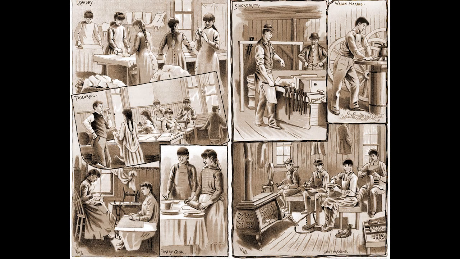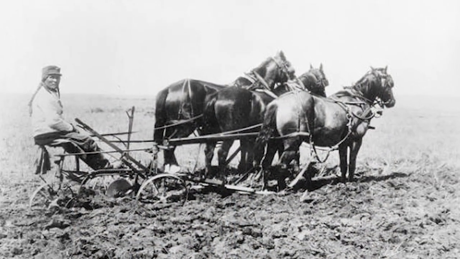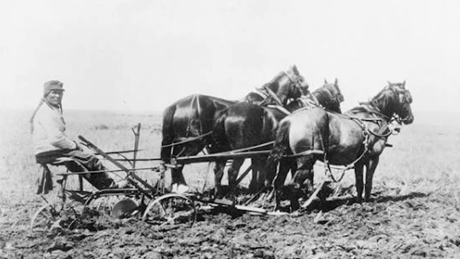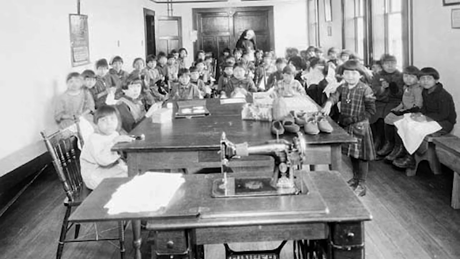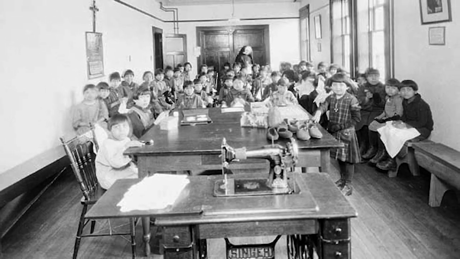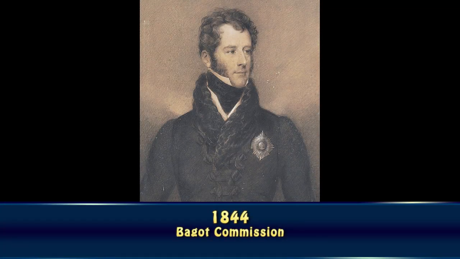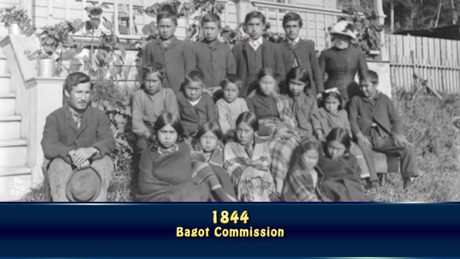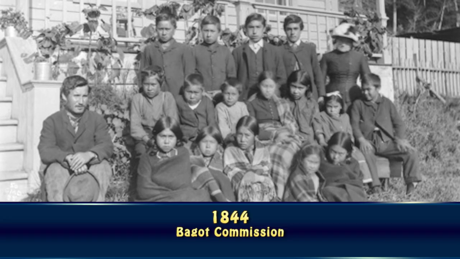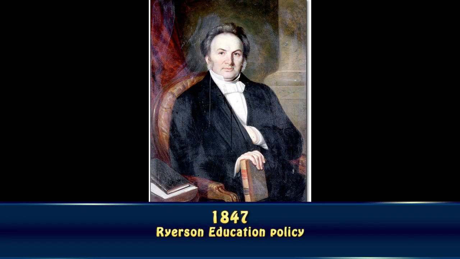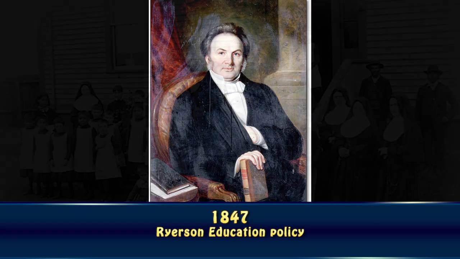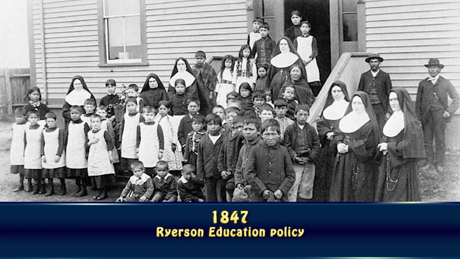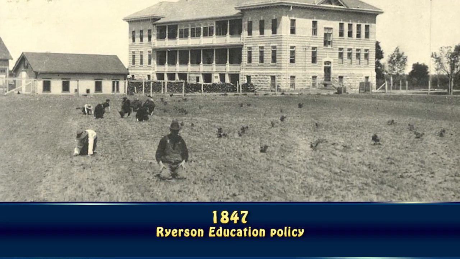The British government had its own ideas of what it wanted for the education of First Nations people. As well, assimilation of Indians into mainstream society was beginning to be discussed. The Bagot Commission report of 1844 proposed that the separation of children from their parents would be the best way to achieve assimilation. In 1847, Egerton Ryerson, superintendent for education, recommended that First Nations education focus on religious instruction and on agricultural training.